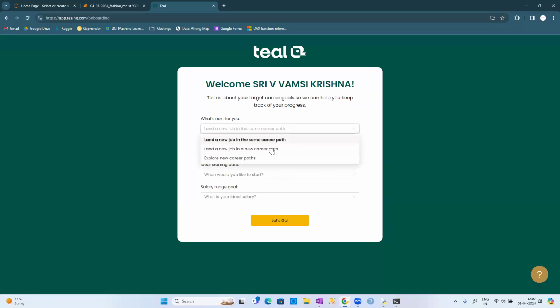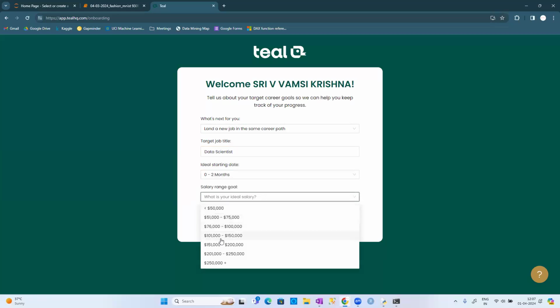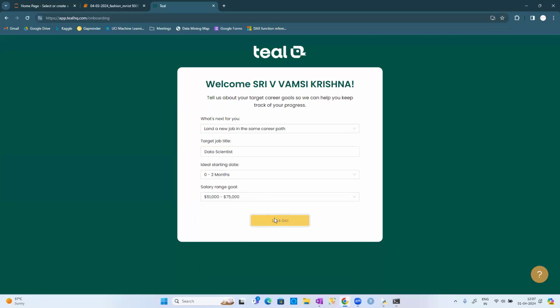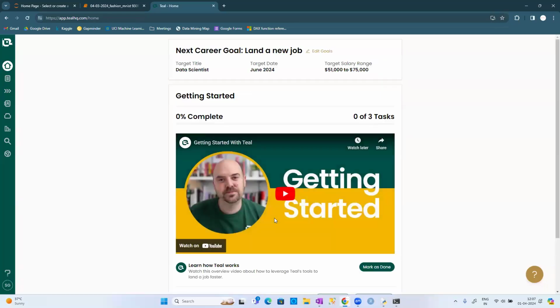I want a new job, which is going to be the same career path. Okay, so what is the job title? Let us say it is going to be data scientist. Then you just enter an ideal starting date, which is going to be 0 to 2 months. Salary range: what salary range do you want to go for? That's it, guys. A few inputs we have to give, and it will generate that particular task.